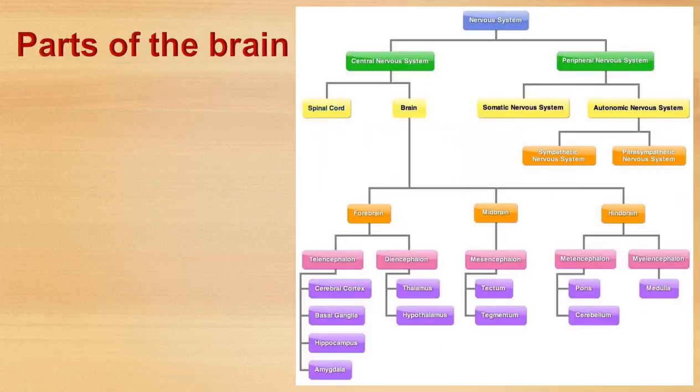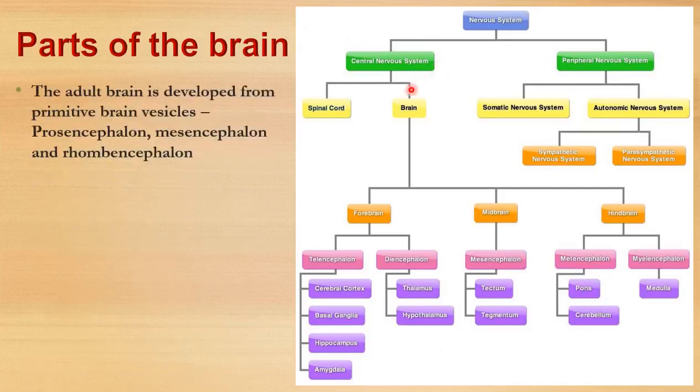Now let us try to understand the parts of the brain. Basically, I told you the nervous system is divided into a central and a peripheral nervous system. The peripheral nervous system consists of your somatic nervous system, with cranial nerves and spinal nerves, and the autonomic nervous system with the sympathetic and the parasympathetic components. The central nervous system mainly consists of the brain and the spinal cord.